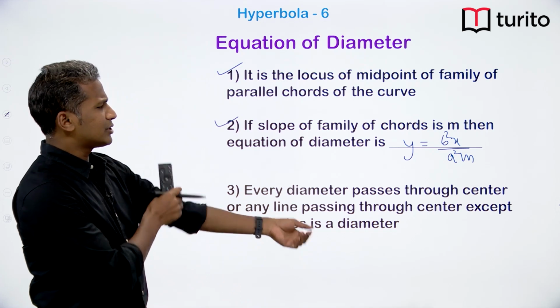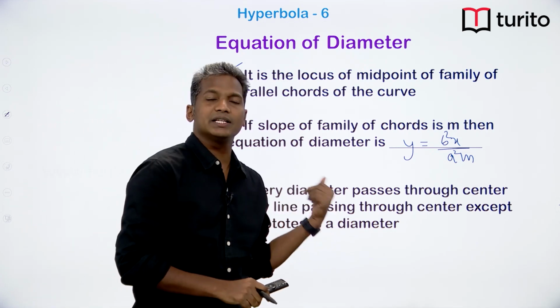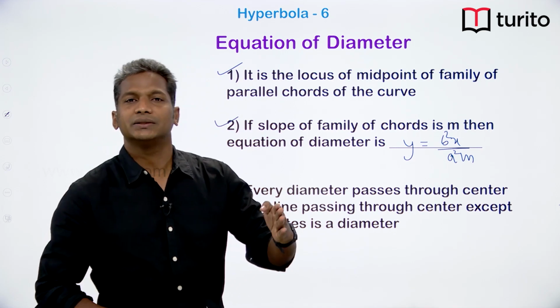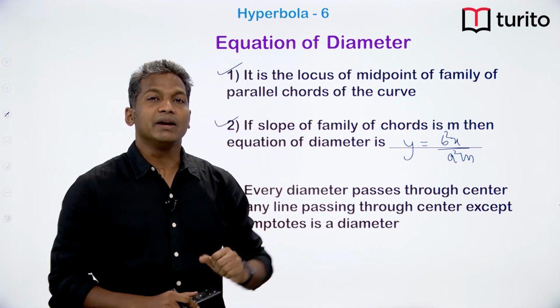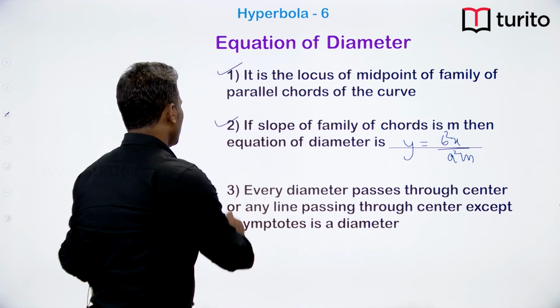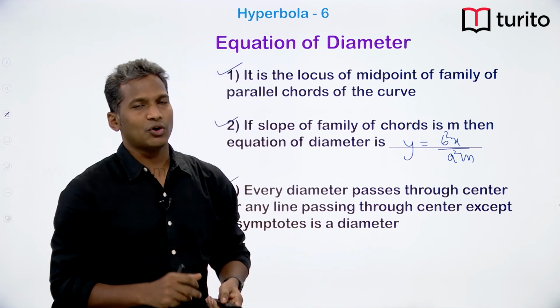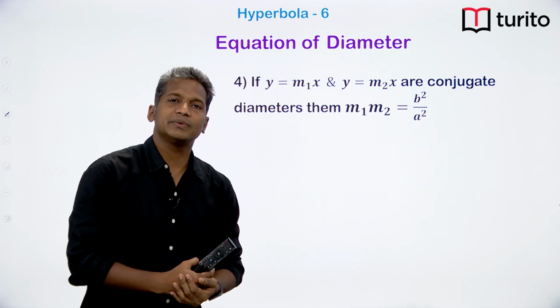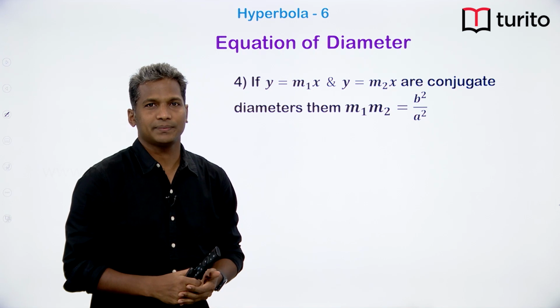And we have also concluded that every line passing through the center is a diameter except the asymptotes, and every diameter passes through the center. We have also understood these geometrically. So, let us move on to the next concept, which is the conjugate diameters.